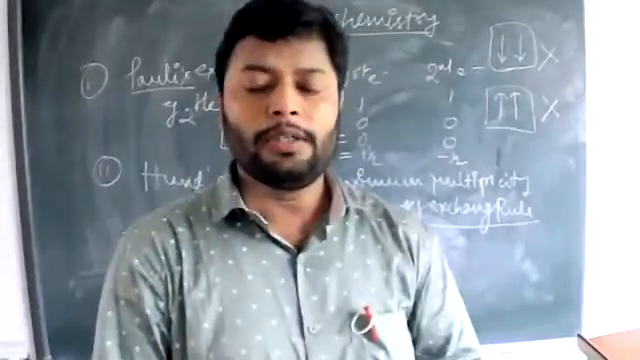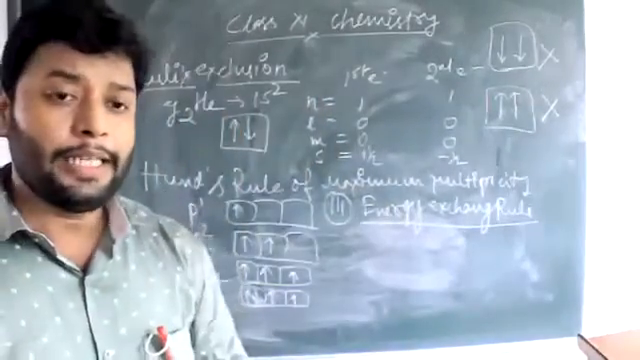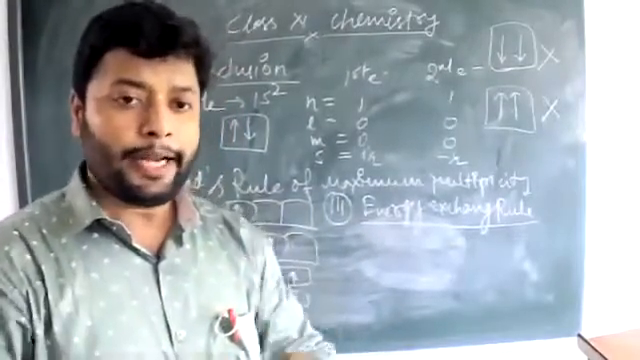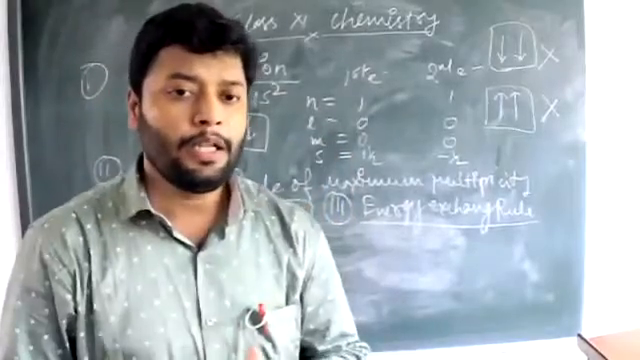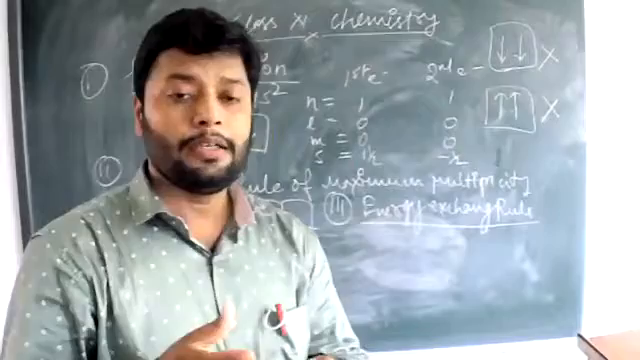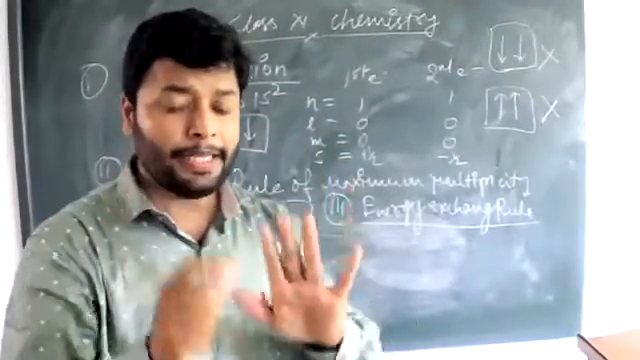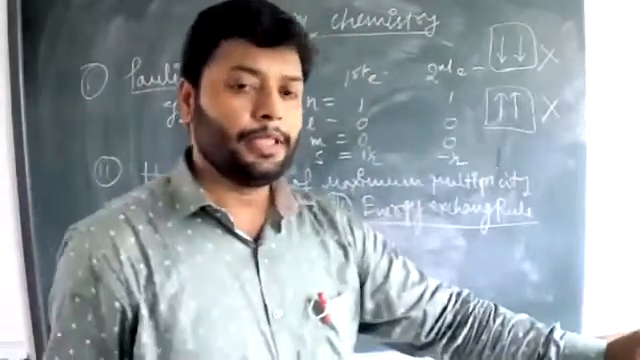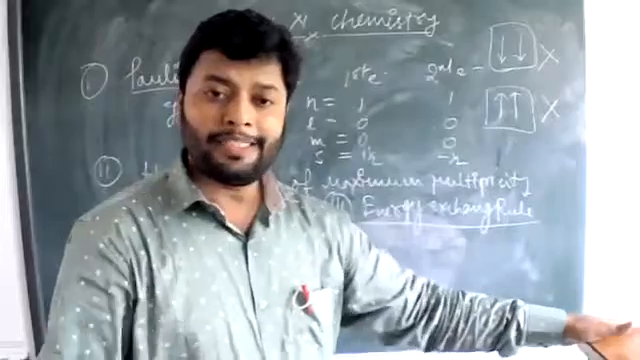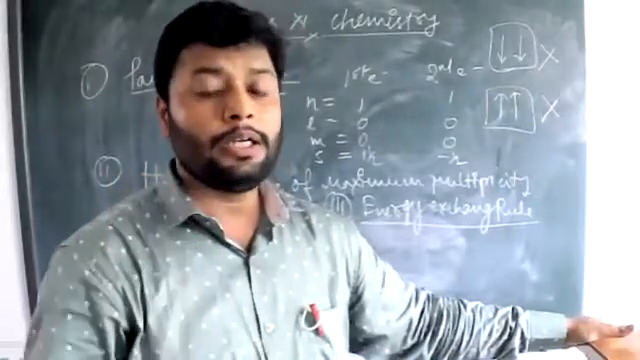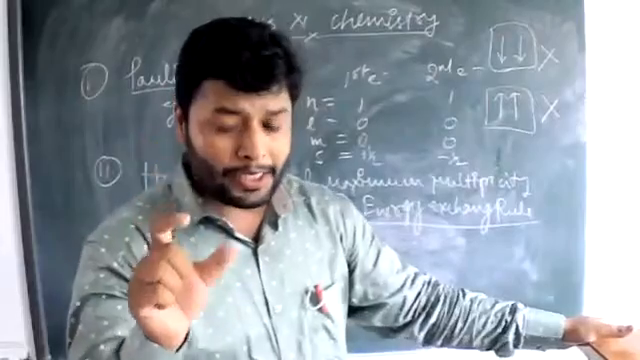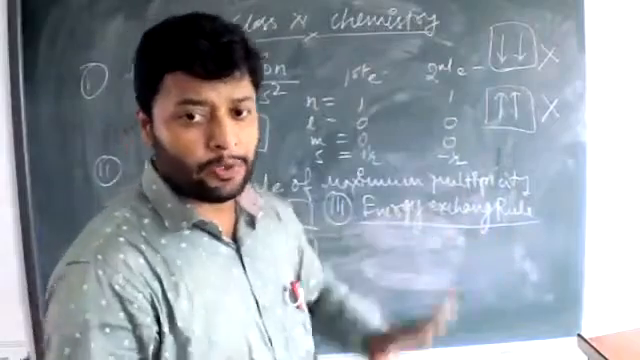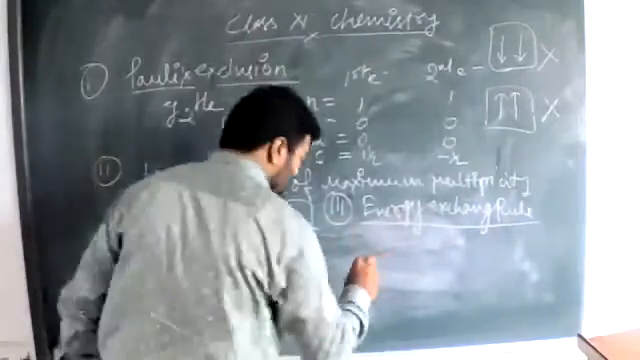According to the energy exchange rule, because of the degeneracy of orbitals, electrons can exchange their positions with other electrons. That will decrease the potential energy, and due to the decrease of potential energy, stability increases. Simply, stability is inversely proportional to potential energy. You can write this down: stability is inversely proportional to the potential energy. The lower the potential energy of any given system, the higher the stability. So according to this rule, look at the possibility.